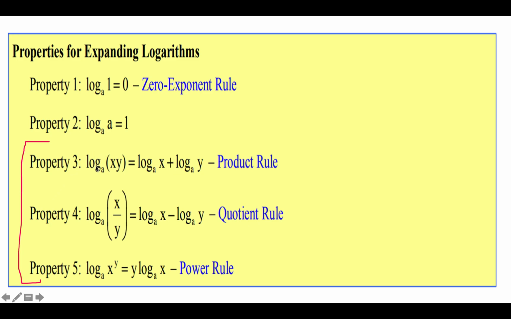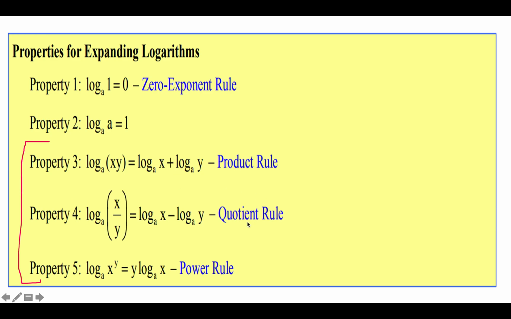So property 3 tells us if we have log base a of x times y, to expand it, we're going to use something called the product rule. When we expand the log, we put an addition sign between. So it's log base a of x plus log base a of y. All we do when we expand logs is attach whatever this log is to whatever x is and whatever y is.